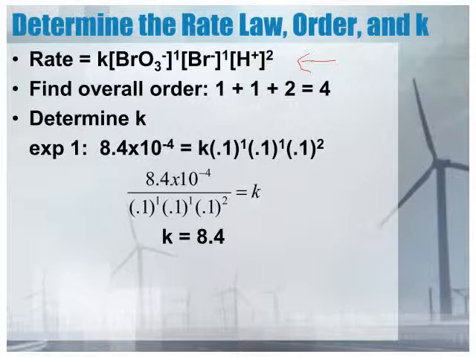If we want to determine K, we can pick any experiment. It does not matter which of the 4, just any one of them. And you can check me on this. Plug in 8.4 for all of the other numbers, and you'll find that you're getting close to the rates with some rounding going on. So I took experiment number 1. Its rate was 8.4 times 10 to the negative 4 equals K, which is my unknown, times 0.1 to the first, times 0.1 to the first, times 0.1 squared. I rearranged to isolate my K, plugged it into the calculator and found out that the K value is 8.4.